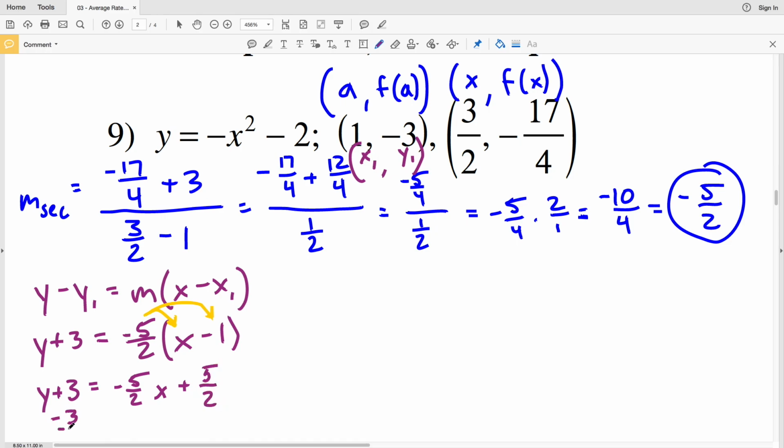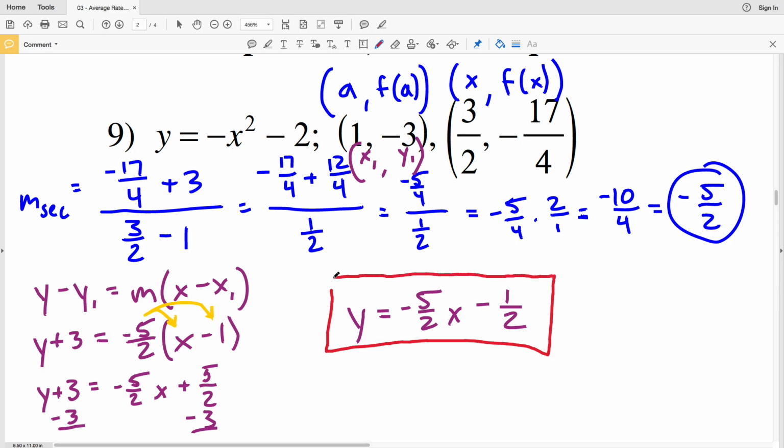And now I'll subtract 3 from both sides to get that y equals negative 5/2 x plus 5/2 minus 3, which is the same as 5/2 minus 6/2, which will be a negative 1/2. So that's going to be minus 1/2. And if you need to see this fraction worked out quickly, 5/2 minus 6/2 equals negative 1/2. So my solution in number 9 for my secant line is y equals negative 5/2 x minus 1/2.